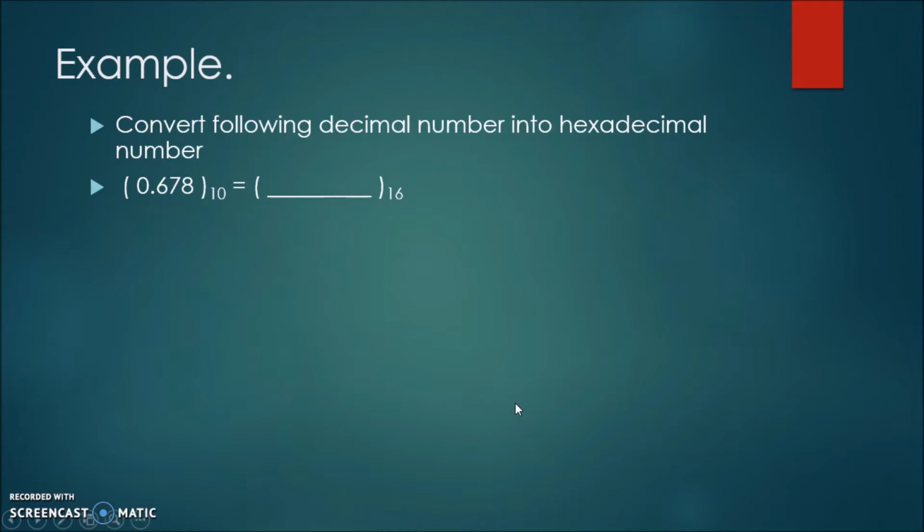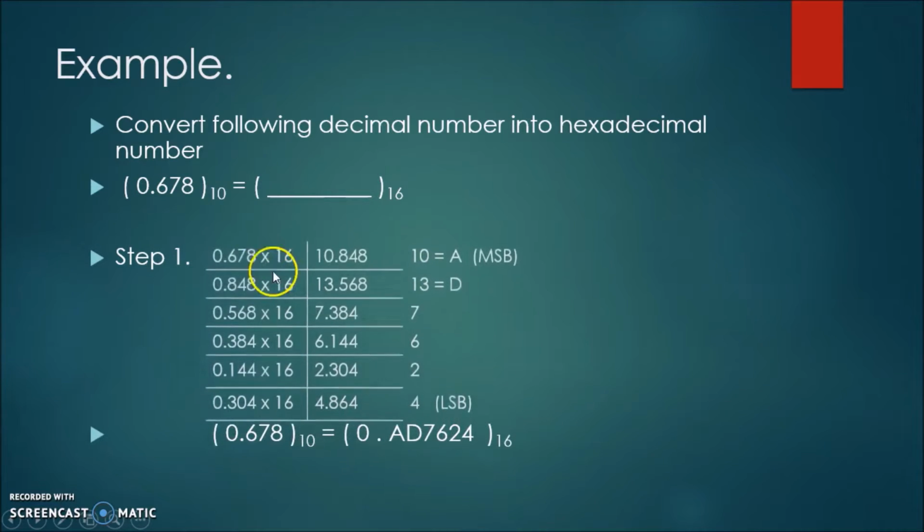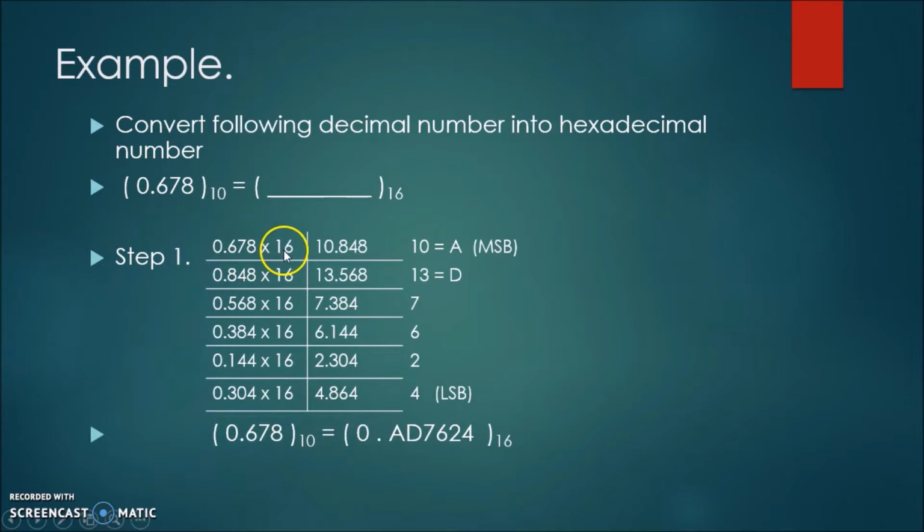Now let us see how to convert the fraction into a hexadecimal number. Here the given fraction is to be multiplied by 16, and after multiplication the integer part is to be separated. In the first multiplication we get the answer 10.848. So the 10 is to be separated. In the hexadecimal number system, 10 is represented as A.